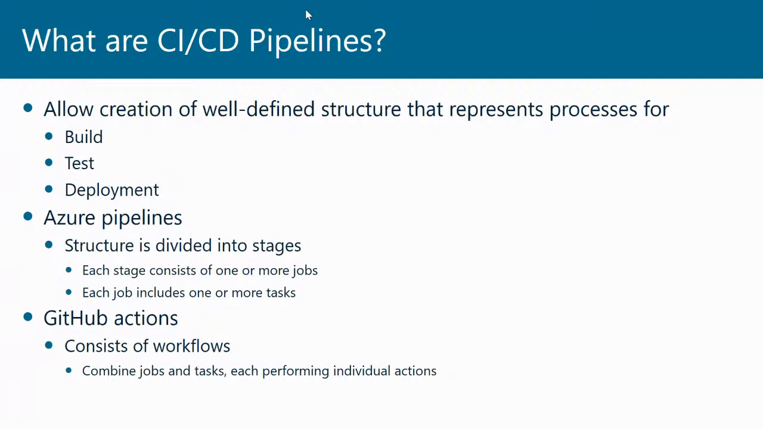And in particular, Azure Pipelines, which is what I'm going to conclude this session with a demo of, is such that the structure is divided into stages. Each stage consists of one or more jobs, and each job includes one or more tasks. GitHub Actions, which is another alternative to Azure Pipelines, as I talked about a few seconds ago, does a lot of the same things that Azure Pipelines does, and consists of workflows that combine jobs and tasks, each of which performs an individual action.